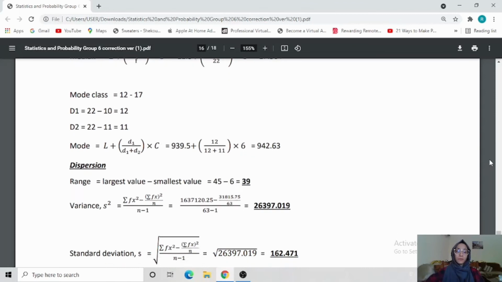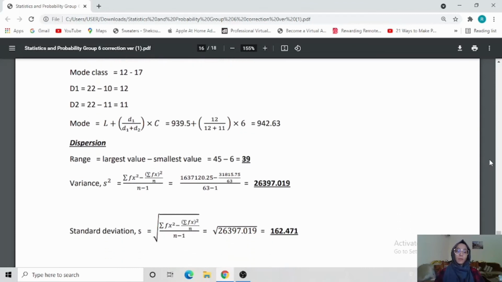The last thing that we will need to get in central tendency is mode. I will start with the mode class, which ranges from 12 to 17, and we will need to get D1 and D2 to help us in further calculations. So D1 is equal to 22 minus 10 equals 12, and D2 equals 22 minus 11 equals 11. So the mode equals L plus D1 divided by D1 plus D2 multiplied by the class width, equals 939.5 plus 12 divided by 12 plus 11 multiplied by 6, equals 942.63.